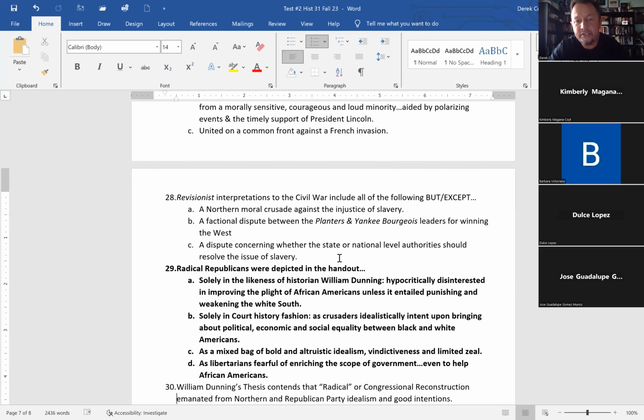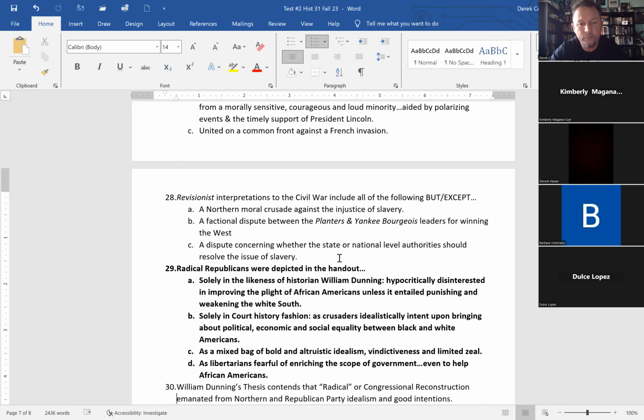Did I depict only the court history of them as these crusaders that were idealistically bent to change the world and improve America's institutions? Okay, I put that as well. And then look at C. As a mixed bag of bold and altruistic idealism. Altruistic is you're humanitarian and worried about the needs of a less fortunate demographic. And idealism is you want to improve the world. But also vindictiveness and limited zeal. That's the one that I tried to convey when you put them all together in the Civil War handout, C. They sure as heck weren't libertarians. They wanted bigger government.